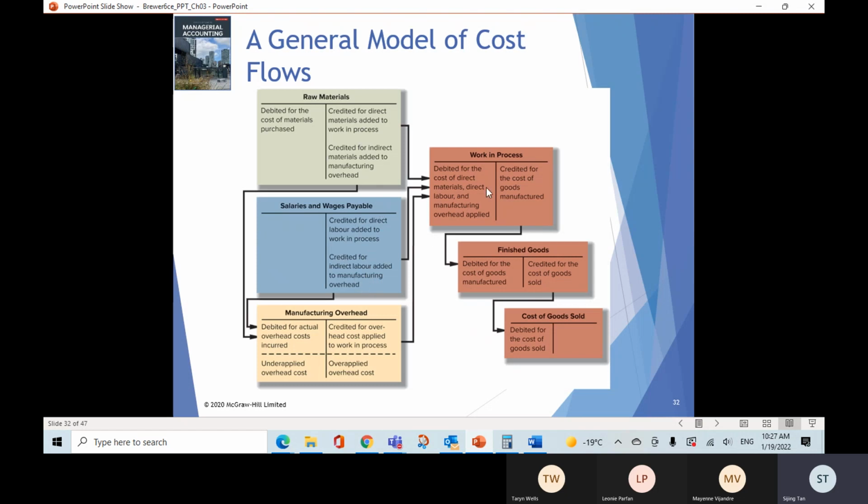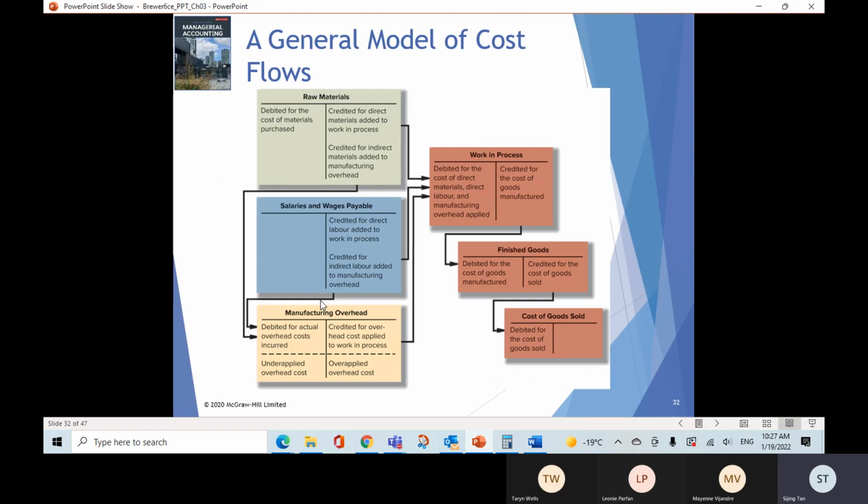And then all those move on to the work in process with debit for the cost of direct material, direct labor, and manufacturing overhead applied, and credit for cost of goods manufactured. When the work in process is finished, we transfer the cost of goods manufactured into the cost of goods sold. So we debit cost of goods manufactured, credit cost of goods sold.